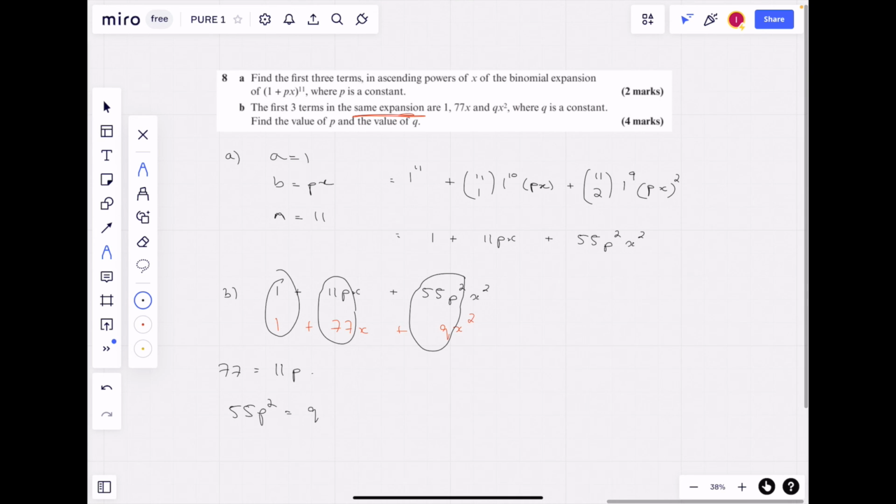So what does p equal here? 7. Plug that into there. 55 times 7 squared equals q. So q equals 2695. There we go. Done. That is how you solve binomial questions.